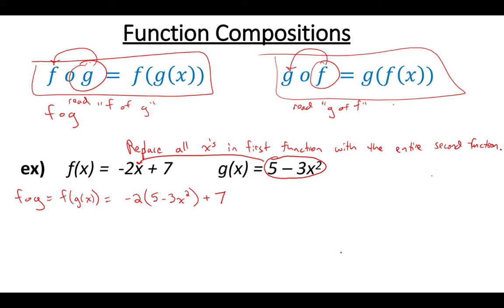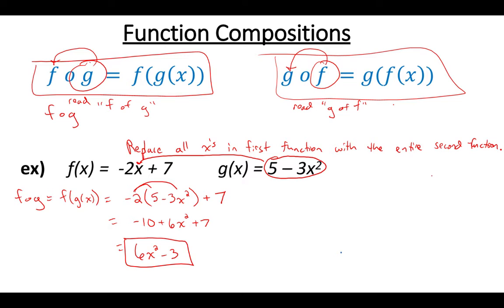And then we're just going to simplify this. So we're going to distribute this through. Negative 10 plus 6x squared. And then we still got the plus 7 out here. So we're just going to rearrange and combine like terms. Put our x squareds first. Negative 10 plus 7 is minus 3. So that is our answer, f of g of x.